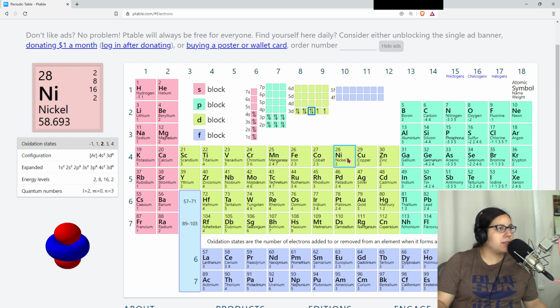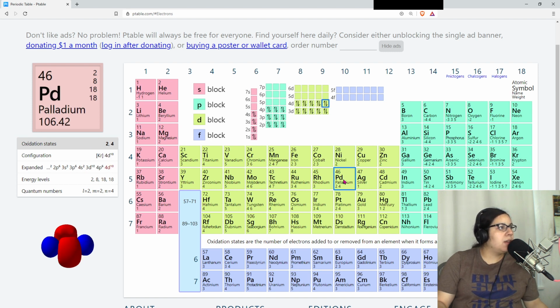But I want to point out something funny. And this again goes back to why these transition metals are cool. So if you look at palladium, its electron configuration is listed as krypton, so starting with our noble gas, but then it doesn't have 5s2, it just has 4d10.